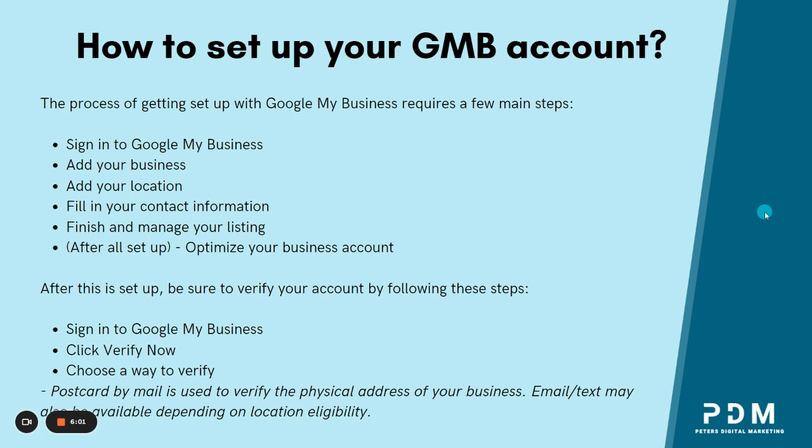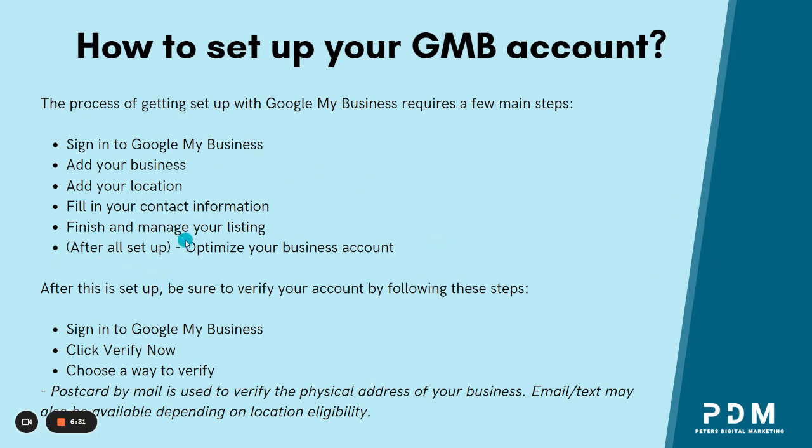So the next step, how to set it up. How do you set up your own Google My Business account? It's easy to set up, but it just requires a few steps. First of all, go to Google, sign into your Google My Business account, or if you don't have an account yet, just do a Google search and search for Google My Business. Click on the link, follow the steps, add your business, add your location, fill in your contact info, finish and manage your listing. After everything is set up, then you can optimize your business account.